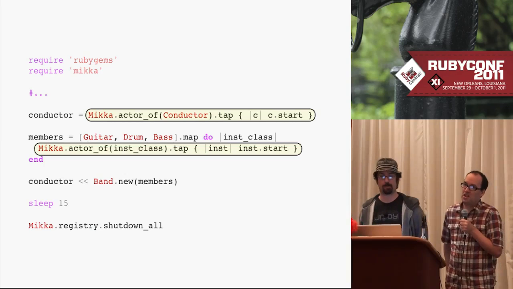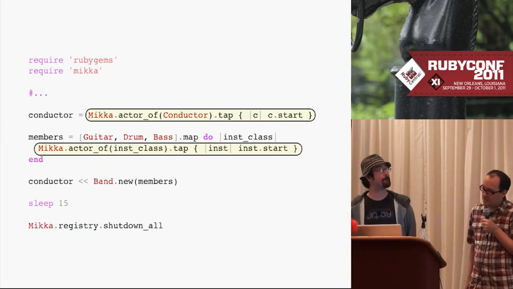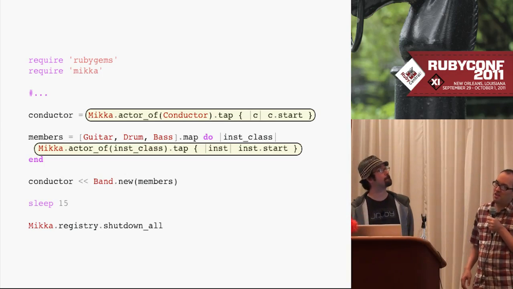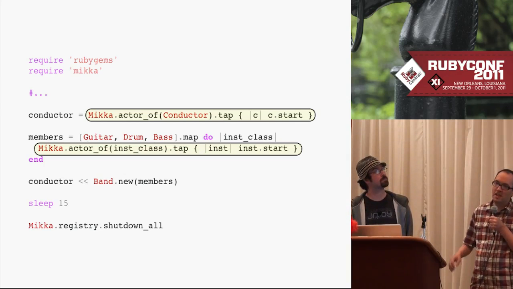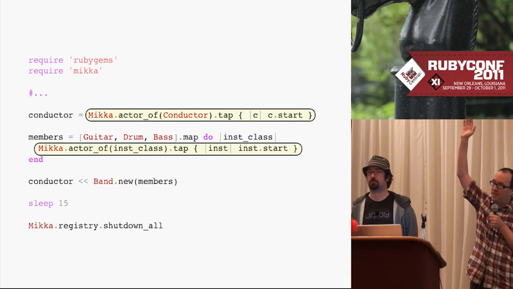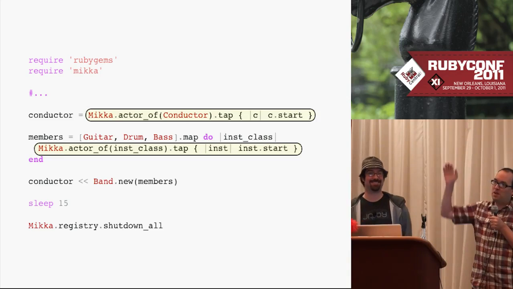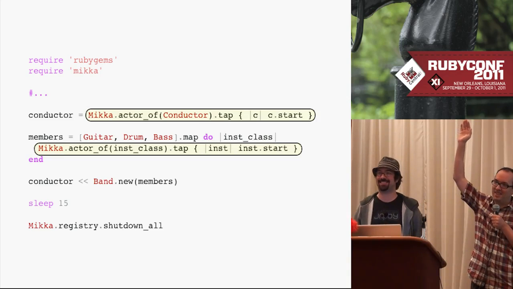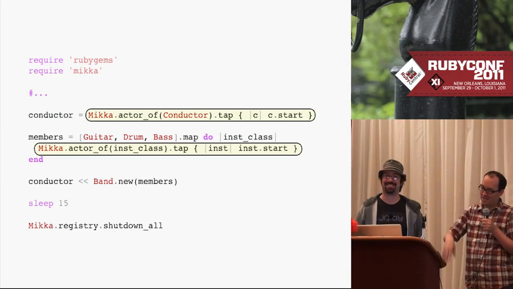The first thing you do is you actually have to get references to your actors, and I have to ask this question, although it has nothing to do with polyglot programming. How many people like tap? Okay, good. There are a few people. How many people dislike tap? Okay, a couple. Okay, well, you guys can leave the room now.